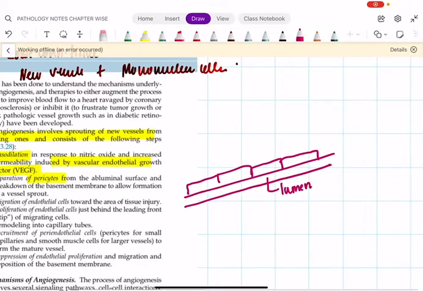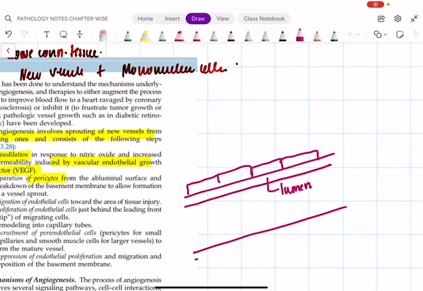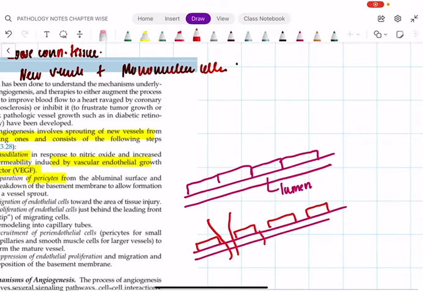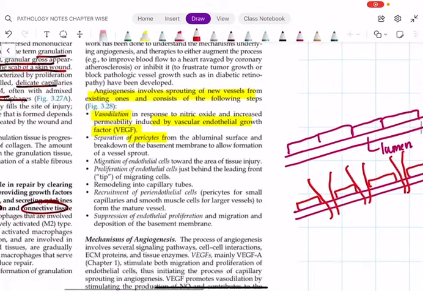So, if a new vessel has to come, what happens? These pericytes, I am drawing it again, they will separate. That is, you will see some spaces between the pericytes. And through here, new vessels will sprout like this. Sprouting of new blood vessels. Fine? So, separation of pericytes.